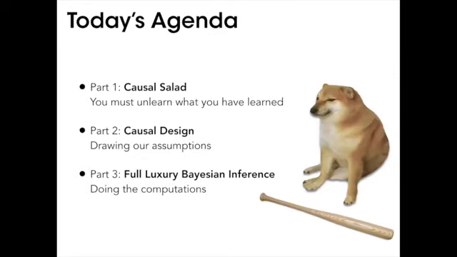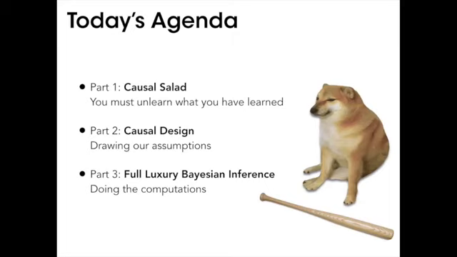So here's our agenda today with our gentle dog, Doge. In part one, which we're about a third through, actually, we're going to talk about causal salad, which is my playful term for contemporary practice in applied statistics in the sciences, where people do non-causal statistics and then interpret it causally. And I want to give you a couple of examples about what can go wrong there.